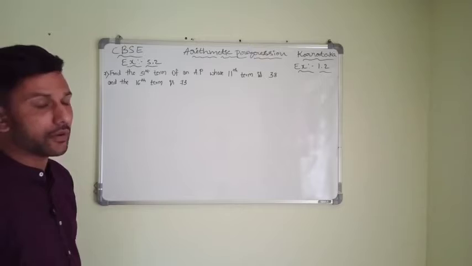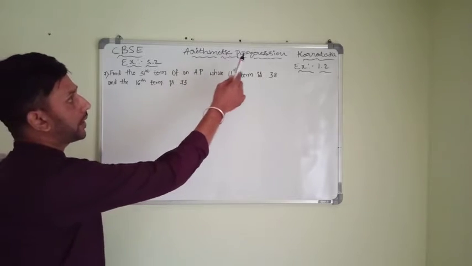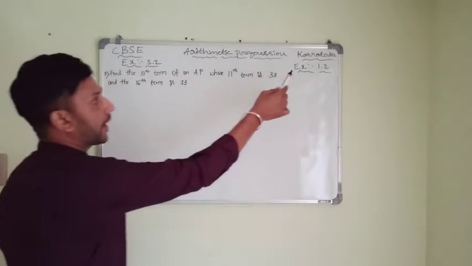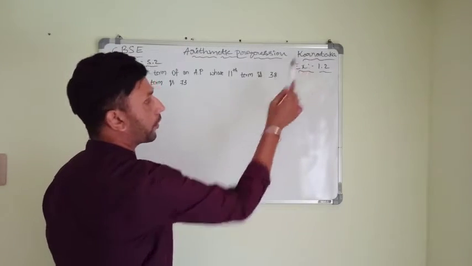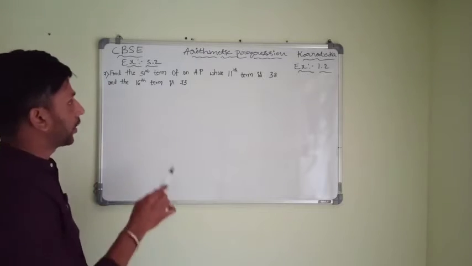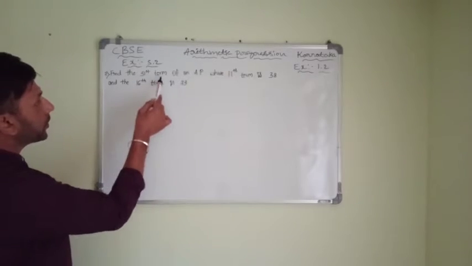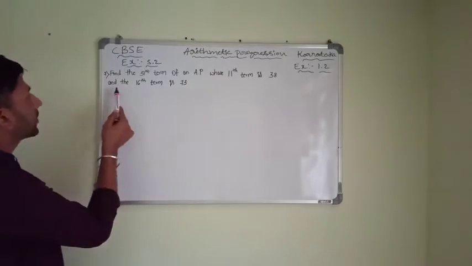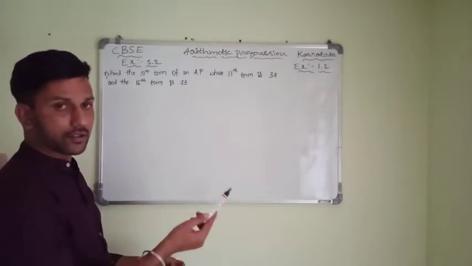In this video, we'll solve the chapter Arithmetic Progression, exercise 5.2 of CBSE board as well as exercise 1.2 of Karnataka board. And we'll solve the 7th question. The question is, find the 31st term of an AP whose 11th term is 38 and the 16th term is 73, and this is the question.